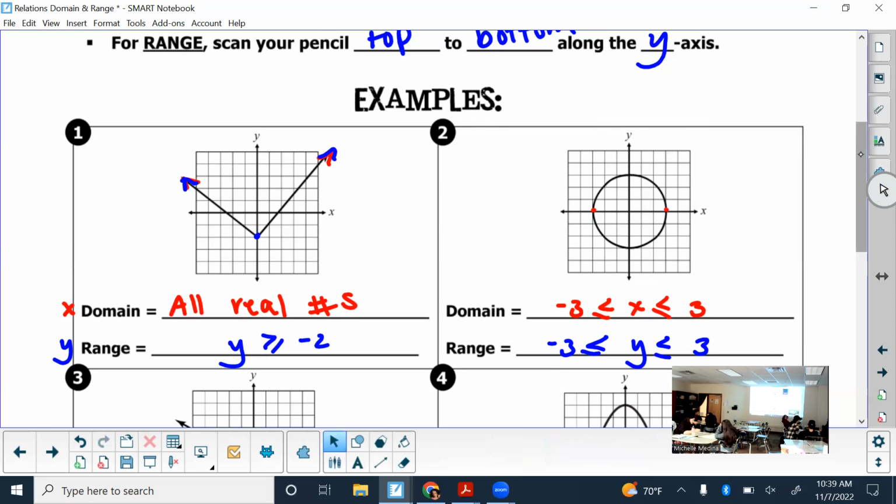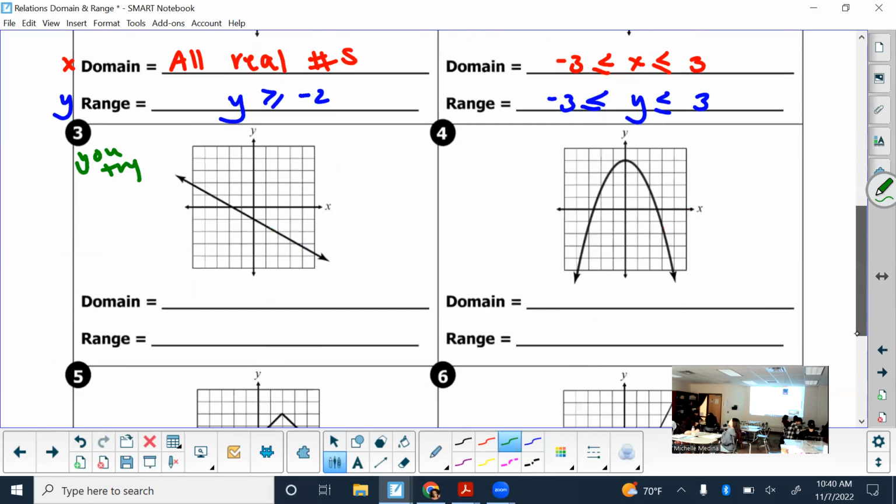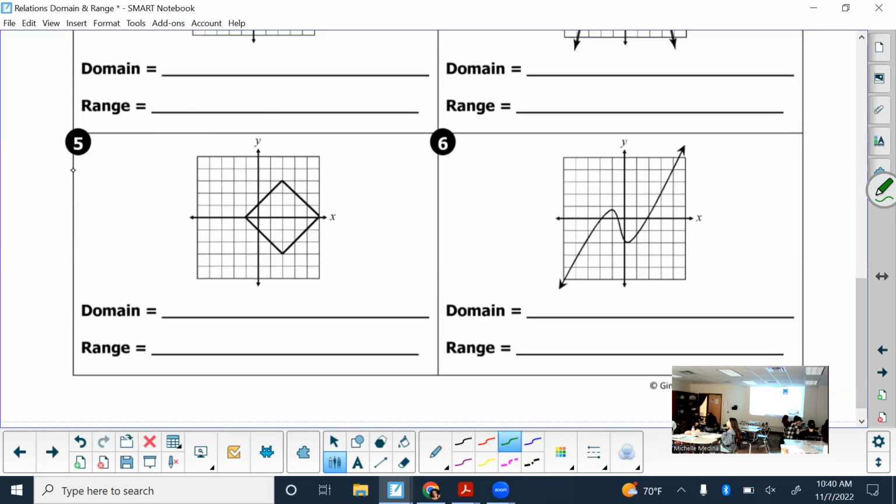All right. I'm gonna give you a couple to try. I want you to try number 3 and 5. I think those are similar to the ones that we did. That's why I picked those out. Use your team members. I'll give you like 3 minutes.